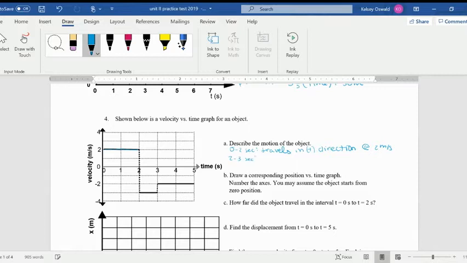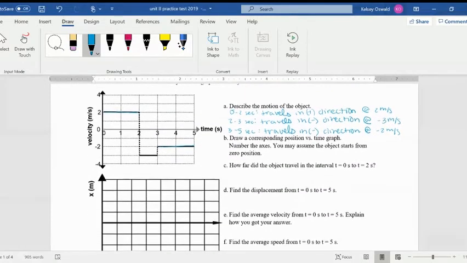From 2 to 3 seconds, however, we're below the x-axis, so we have a negative velocity. That tells us we're moving in the negative direction. And now we're moving in the negative direction at negative 3 meters per second. So we're moving backwards quickly. From 3 to 5 then, that is our last time frame. Here again, we're below the x-axis, so that tells us we're traveling backwards. And here, that velocity is going to be negative 2 meters per second. So from 3 to 5 seconds, we're still moving backwards because we're below the x-axis, but we're moving at a slower rate of negative 2 meters per second.